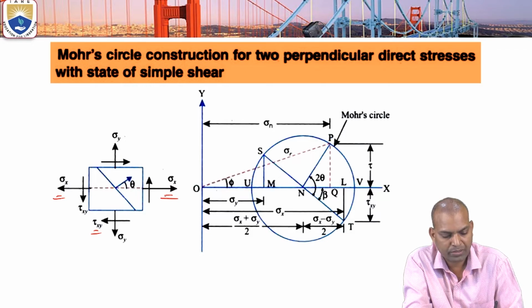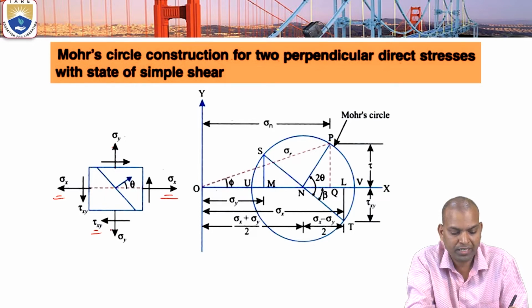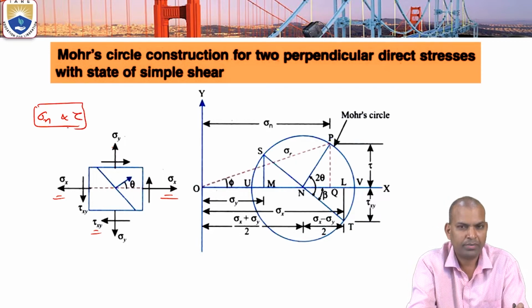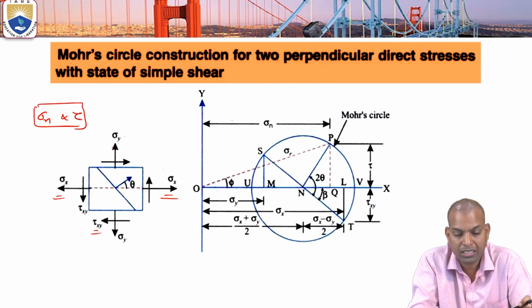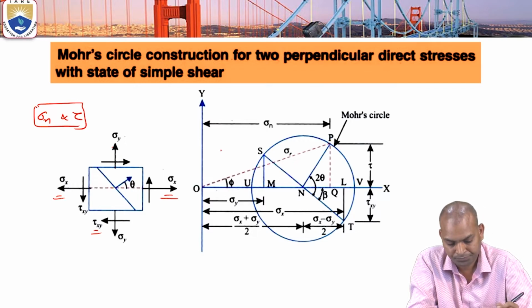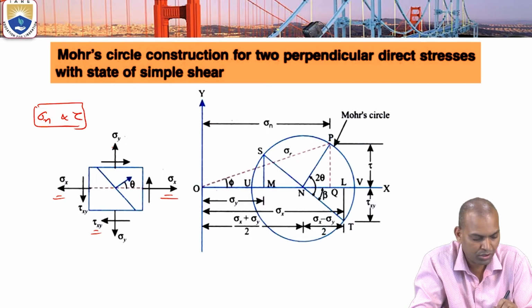Suppose sigma x along the x-axis, sigma y, tau xy and angle theta are known. Then how do we find sigma n and tau using the graphical method? That graphical method is known as the Mohr circle method. The Mohr circle method was propagated by Otto Mohr. Now here, step by step, we learn the Mohr circle method.